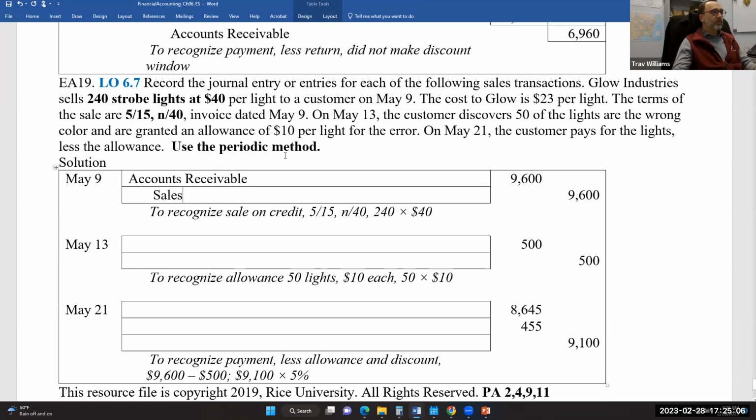Then when the customer, did they return it? No, we gave them an allowance. So it says here, 50 lights are the wrong color, so we give them an allowance of $10 each. So it's like we flip these two, except sales becomes sales, returns, and allowances. And then we credit accounts receivable, right?